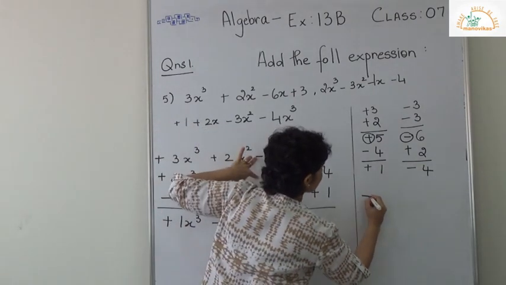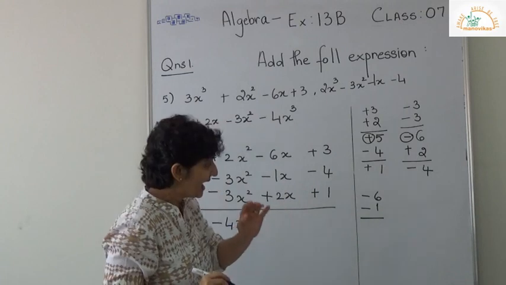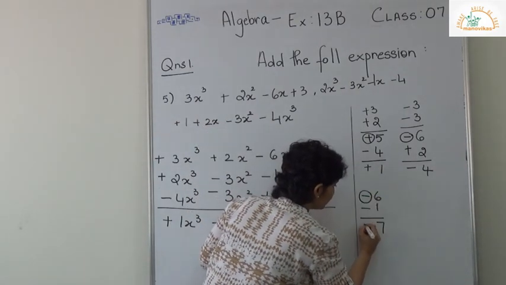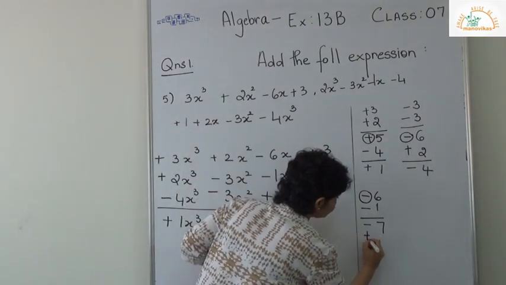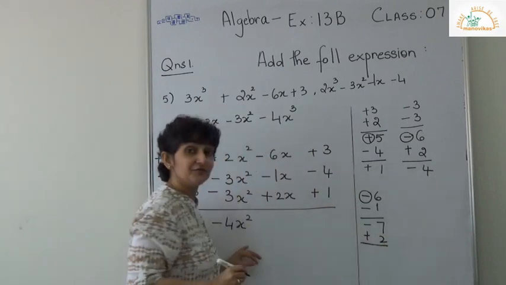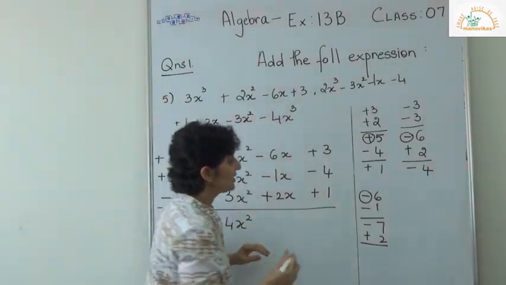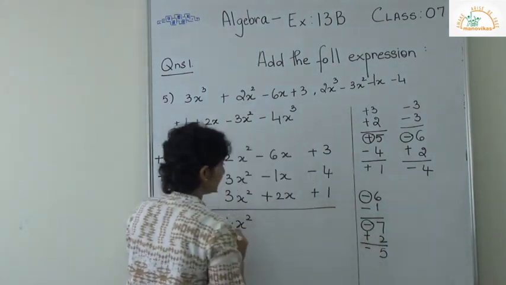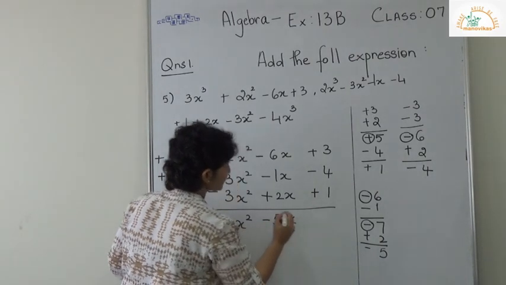Now let's move on to the next. Minus 6 minus 1. Same family, add. 6 plus 1 gives me 7. Put the sign of the bigger number and then plus 2. Different family, subtract. Correct? 7 minus 2 gives me 5. Put the sign of the bigger number. So I get minus 5x.